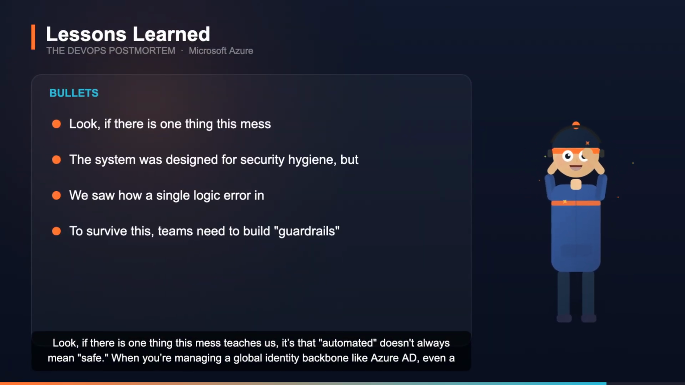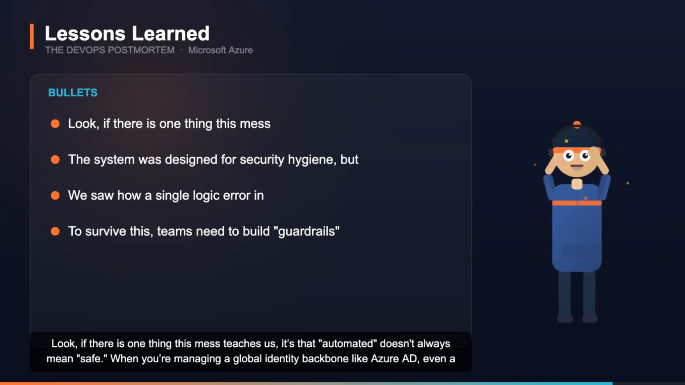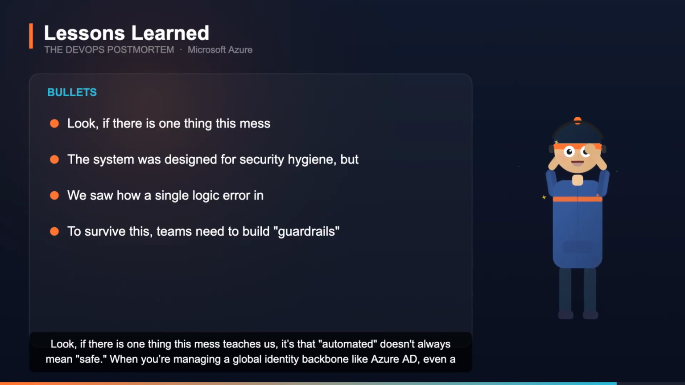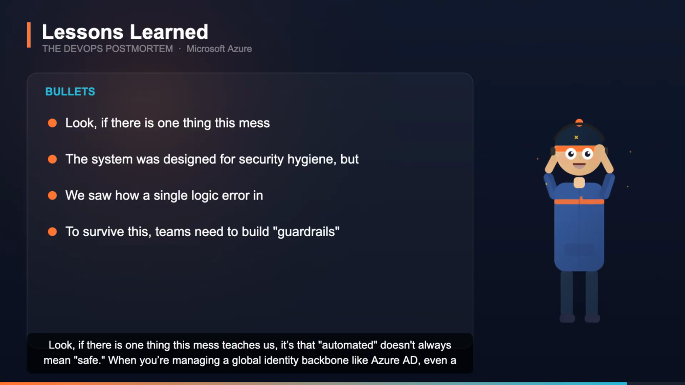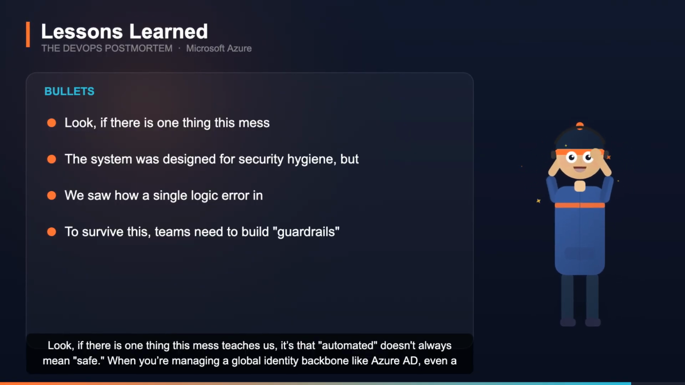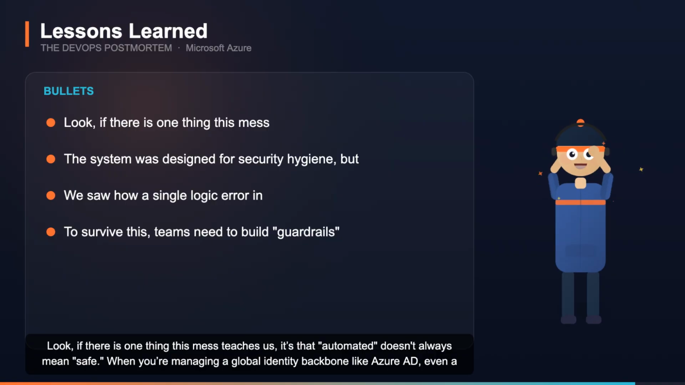Look, if there is one thing this mess teaches us, it's that automated doesn't always mean safe. When you're managing a global identity backbone like Azure AD, even a routine task like rotating cryptographic signing keys can become a landmine. The system was designed for security hygiene, but it lacked the nuance to realize that one specific key was pinned for a complex cross-cloud migration. We saw how a single logic error in an automated script could trigger a massive authentication failure across everything from Xbox Live to Exchange Online.